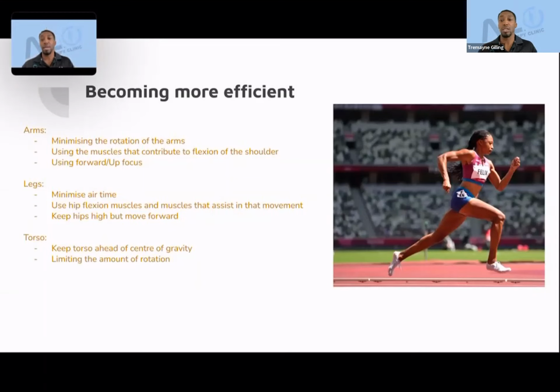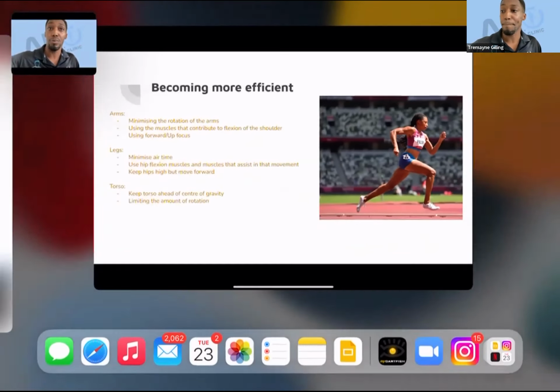And then the last bit is the torso. As you see Allyson Felix here, I believe she's one of the most efficient runners. Her torso is forward, so it's almost the gravity is taking you. So you're using gravity and you just keep your hips up and you use your hips to move you forward. And again, torso doesn't want to rotate. I'm going to show you through examples now.